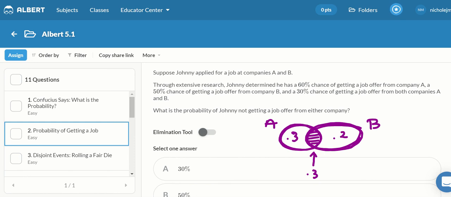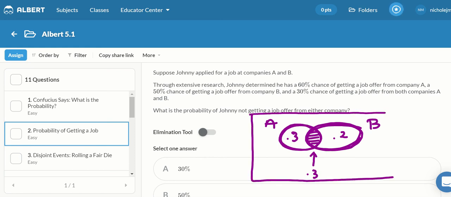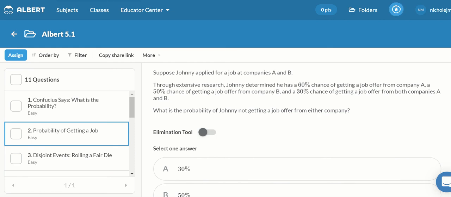And then what the question is asking is what's the probability of Johnny not getting a job from either company? So 100% is everything. And recall from class lecture, the number that this question is asking for is outside of the two circles. So take that into consideration. I hope that helps you guys out some. Let's take a look at number three.